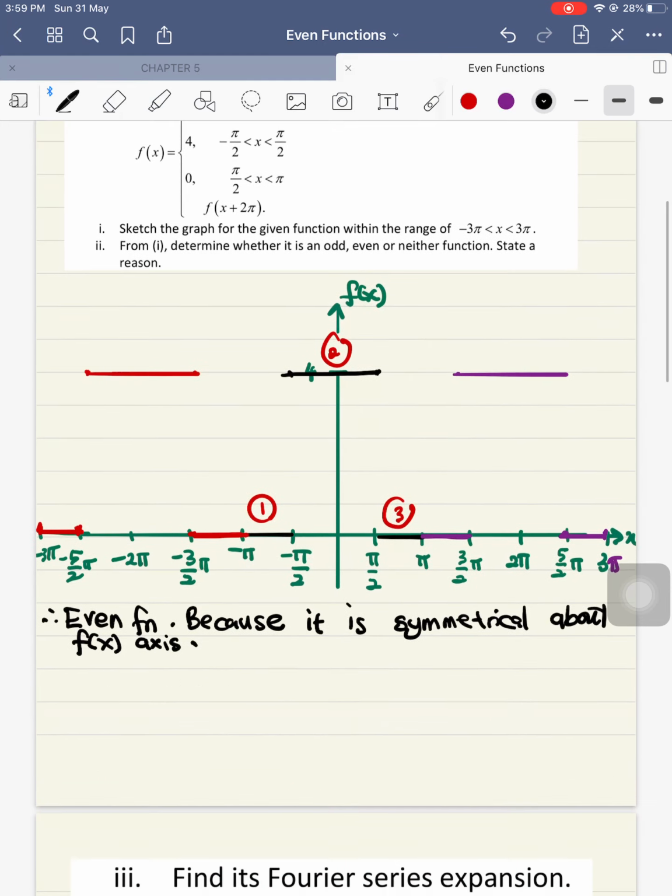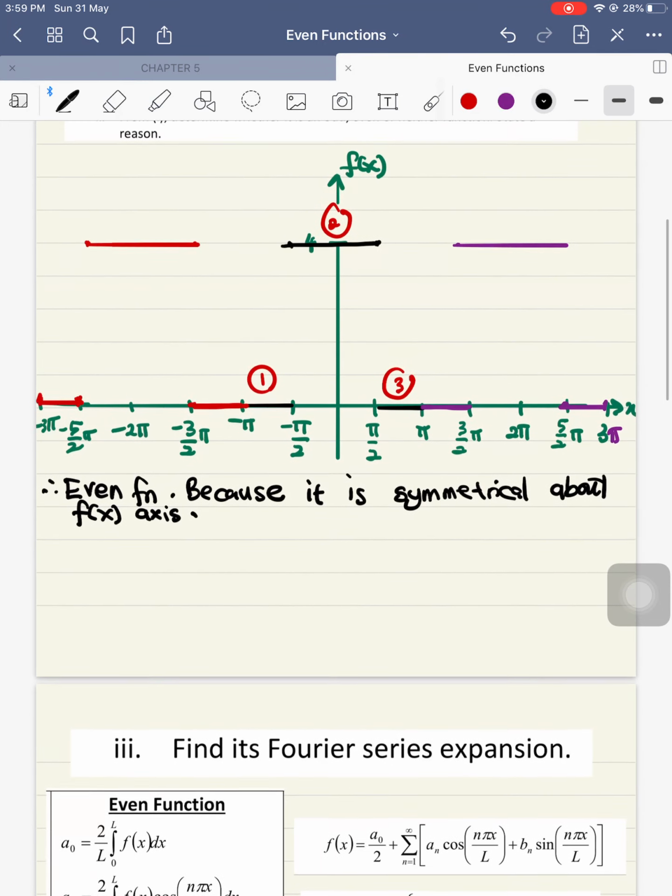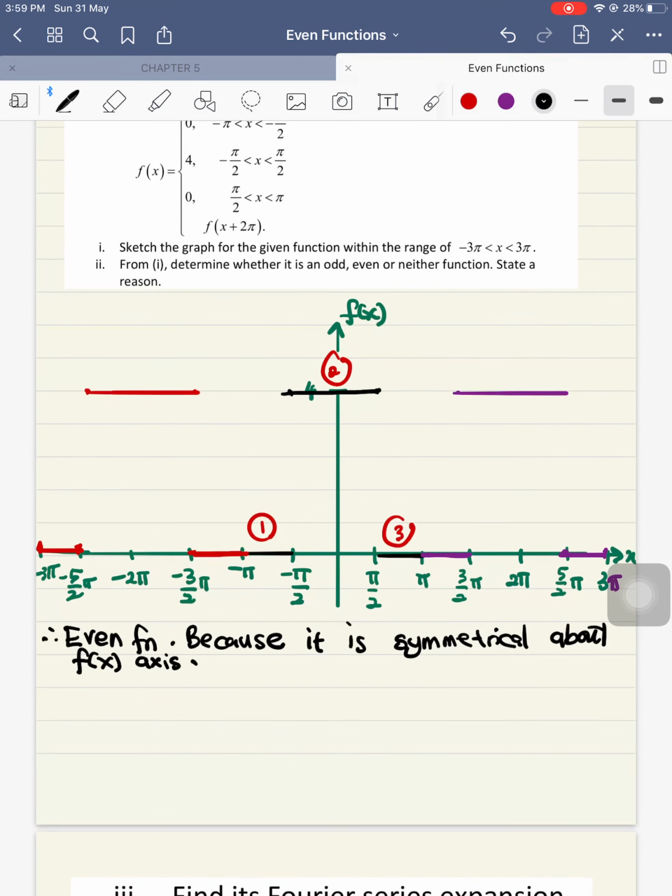So the next one is, find its Fourier series expansion for the given function here. As you can see, this is an even function. So from 0 until L here, you have this one graph, this one, and this one.